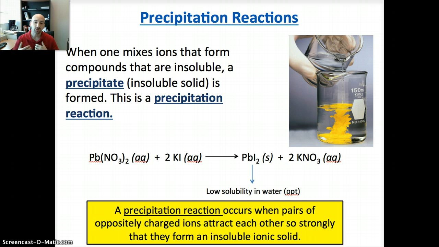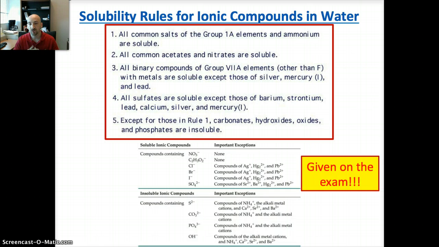In order to identify precipitation reactions, and to identify what the precipitate is, we can predict the combination of certain ions that will form these insoluble ionic solids based on solubility rules for ionic compounds in water. We can see that on this next slide. Basically, we have two tables here. The first one's in a red box, the second one's down below. I will give you one of these on the exam.